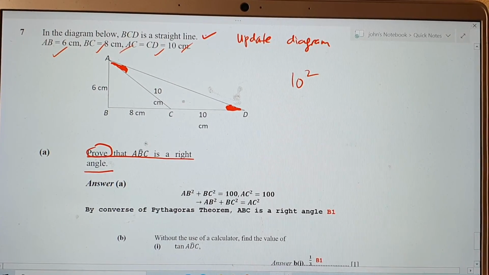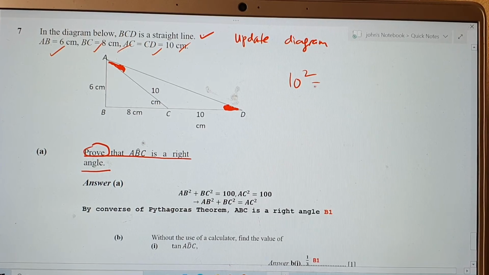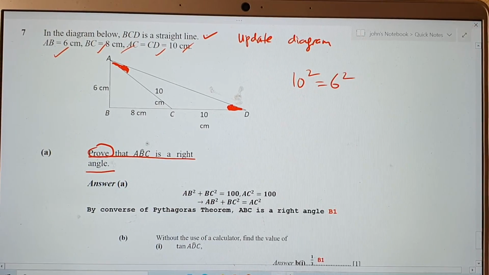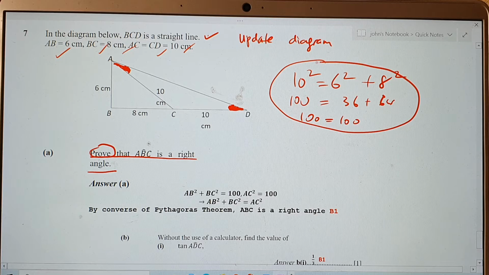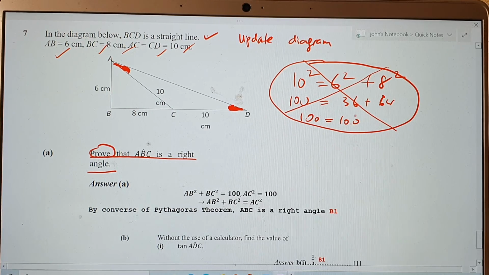You will do this: hypotenuse square is equal to the other two sides squared, then you add together. Many of you will do this. Oh, this one 100, this one 36, 64. So 100 equals 100. Now, this type of working is totally unacceptable, and it makes no sense at all. 100 equals 100, no meaning. Then you ask me, then what should I do? You must do it like this.